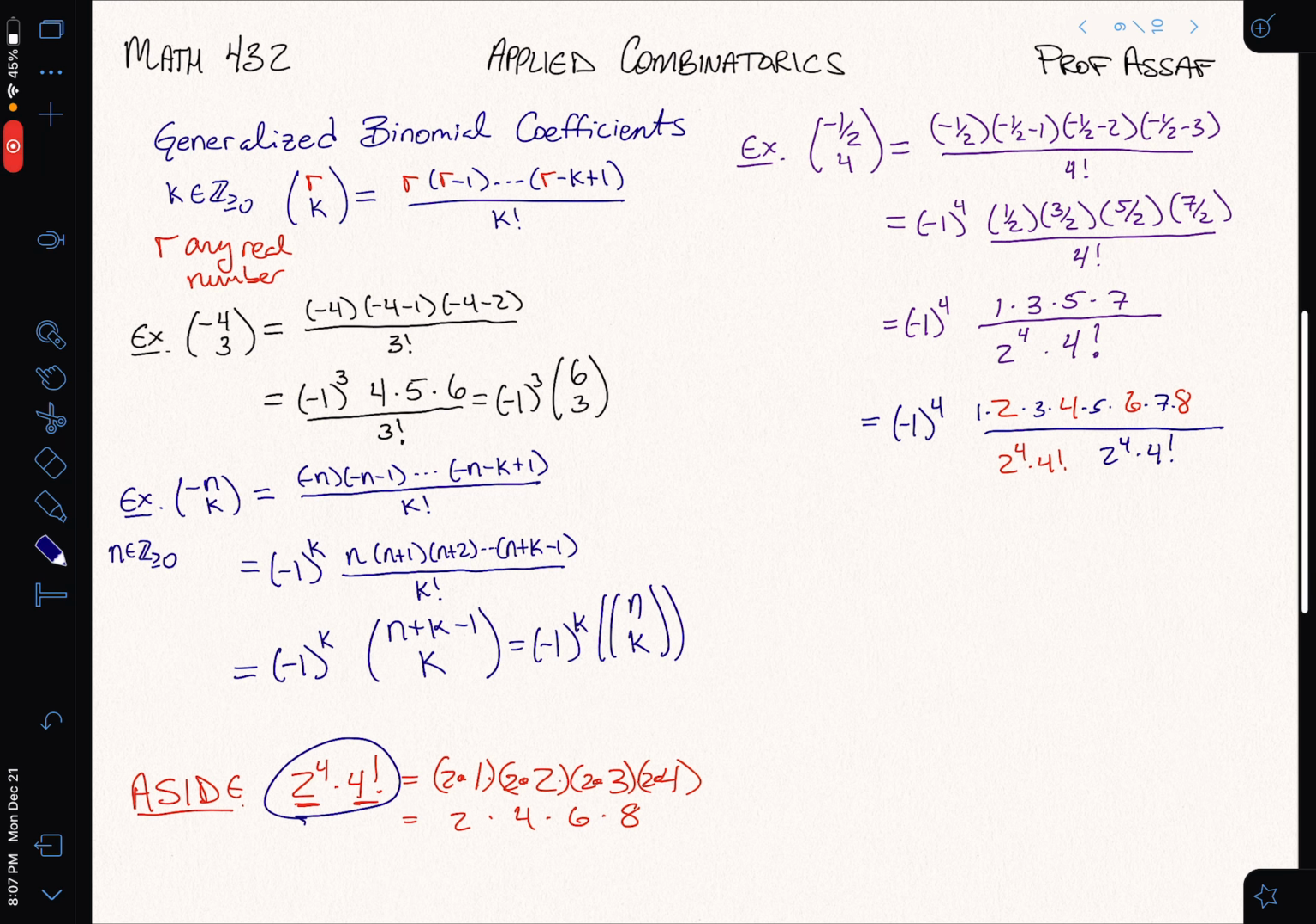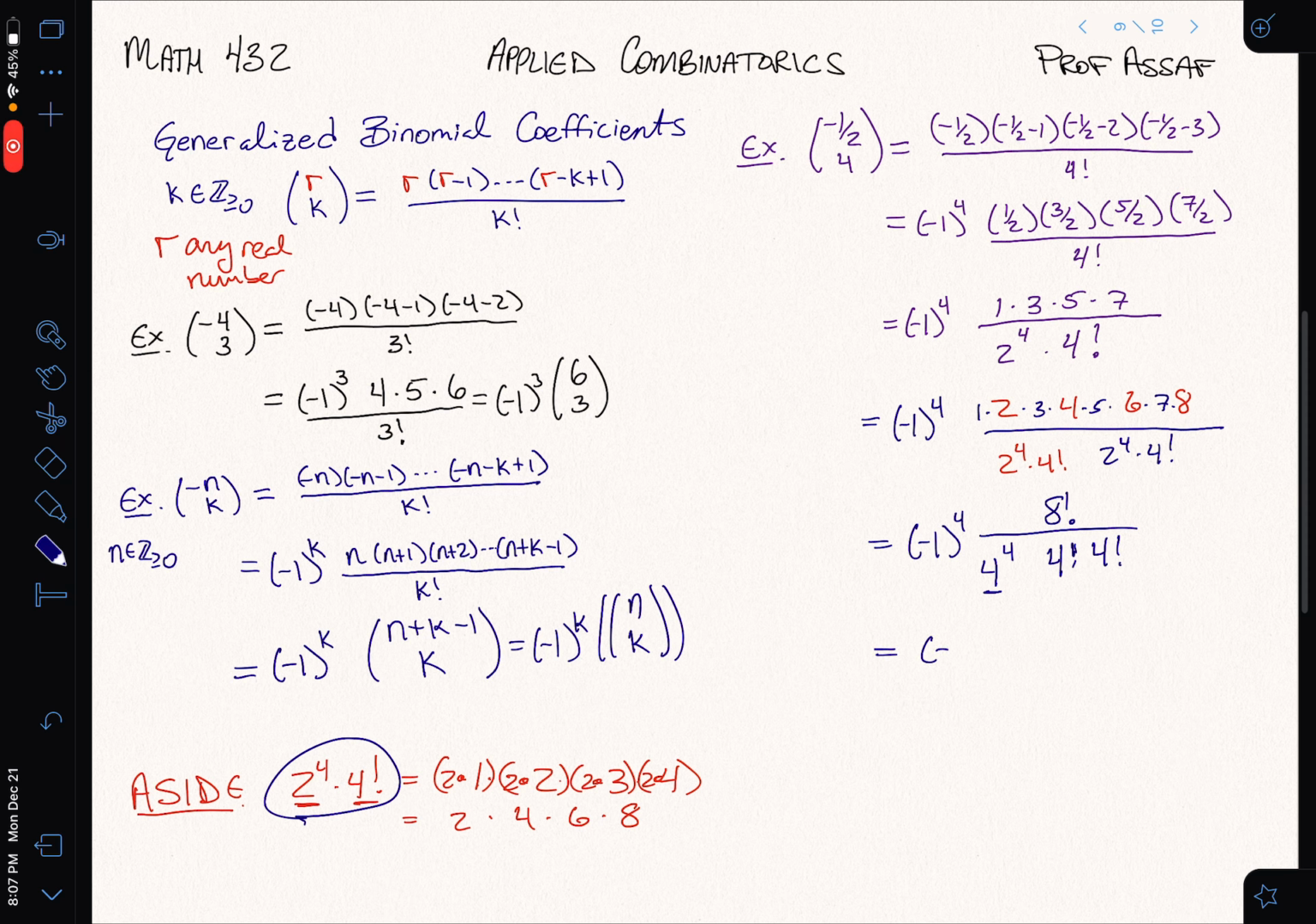So now we can see this is cleaning up nicely. So I'm going to combine. I've got -1 to the 4. I've got on top an 8 factorial. On the bottom, I have 2 to the 4 times 2 to the 4, which is the same as 4 to the 4. Now I'm confused as to which 4 is which, but I think this 4 is an honest 4 and the exponent is a k. And I've got a 4 factorial, 4 factorial. That's super nice.